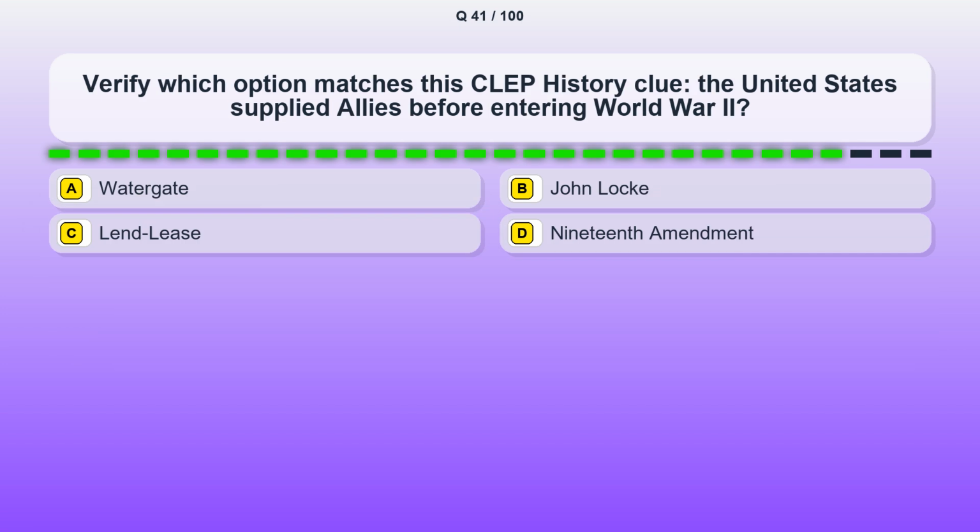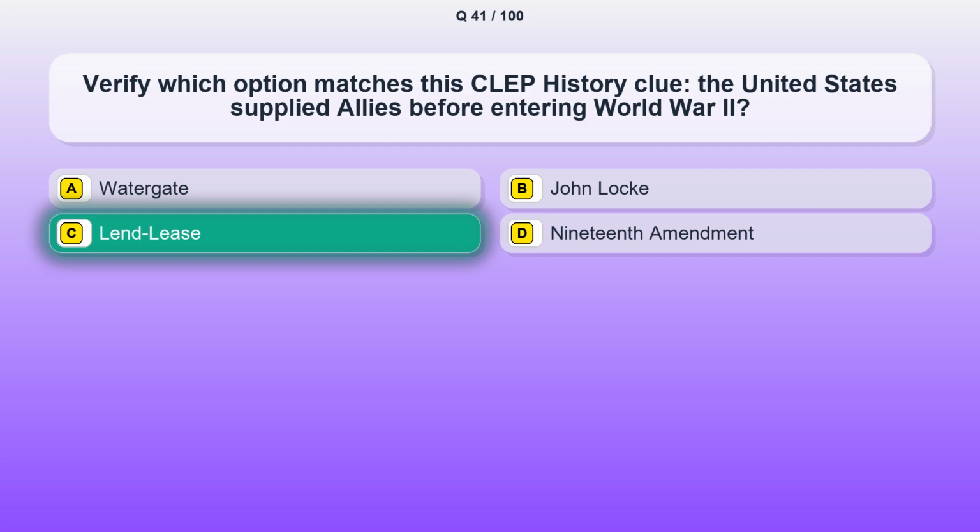Question 41. Verify which option matches this CLEP history clue. The United States supplied allies before entering World War II. Option A, Watergate. Option B, John Locke. Option C, Lend-Lease. Option D, 19th Amendment.